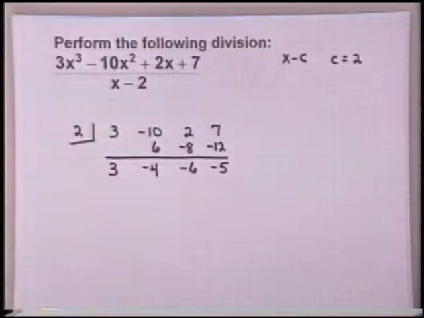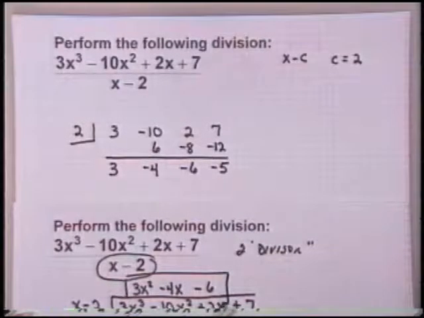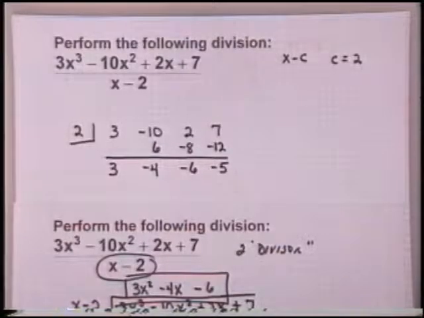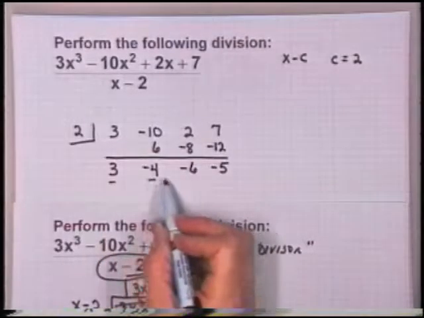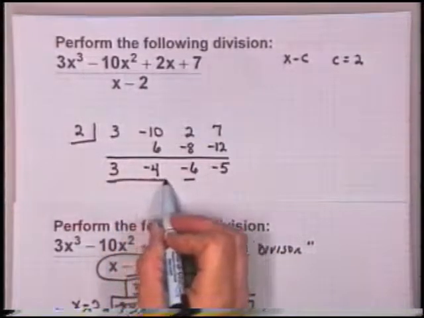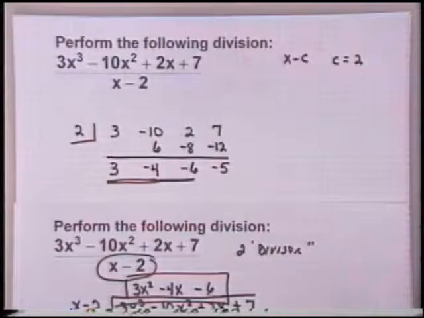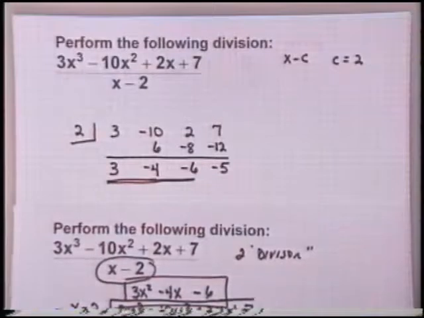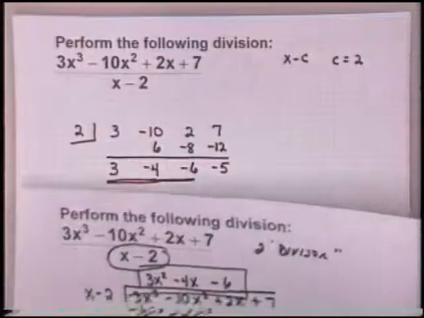So, looking at this thing, how in the world do we get our solution? Well, let me come back here. Look at your quotient. 3x squared minus 4x minus 6. Do you see these coefficients anywhere? They're right here, aren't they? 3, negative 4, negative 6. These numbers right here give me the coefficients of my solution.